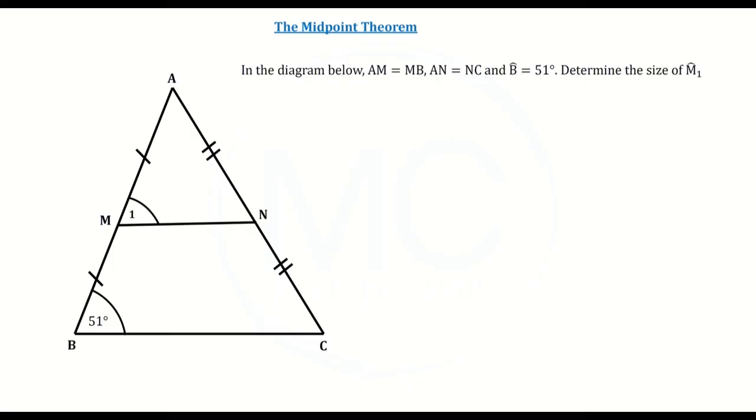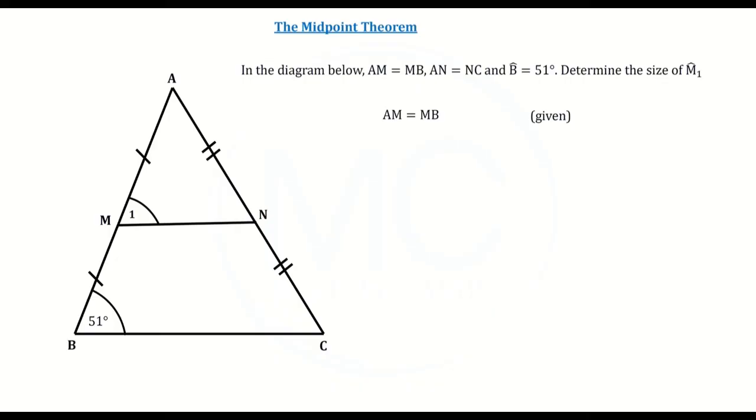Let's start with the midpoint theorem. The question tells us that M is the midpoint of side AB. So we can see that AM will be equal to MB. This information has been given to us in the question, so we use given as our reason.